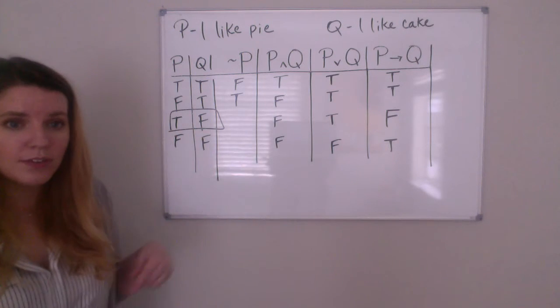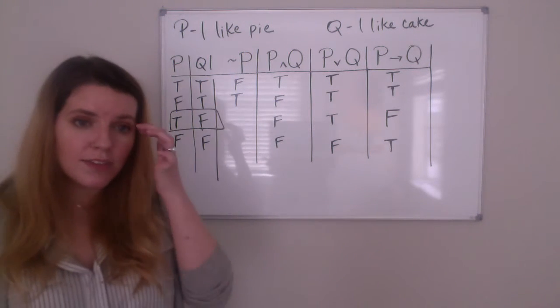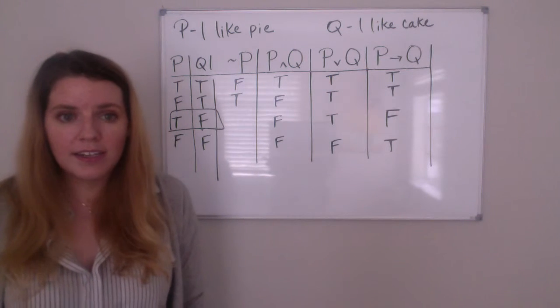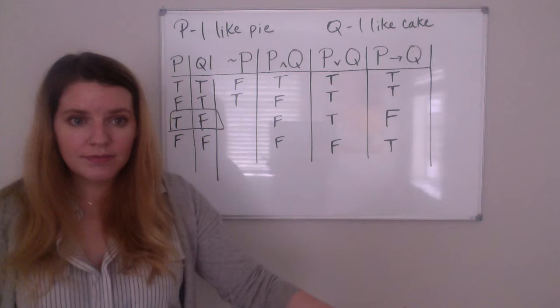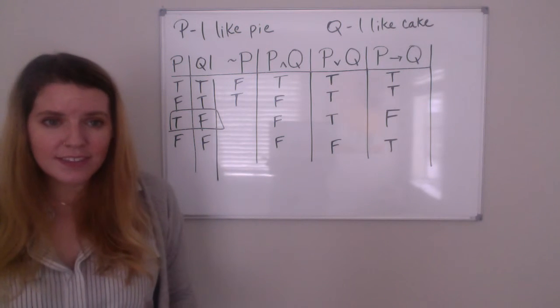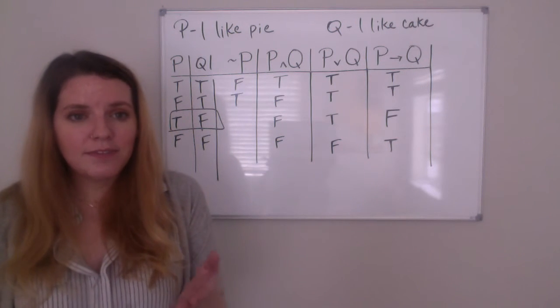What about the third row? So we'll say, I'm telling you that if it's raining, then the grass is wet. And right now, it's raining and the grass isn't wet. Hopefully, it makes sense to you that would be false.